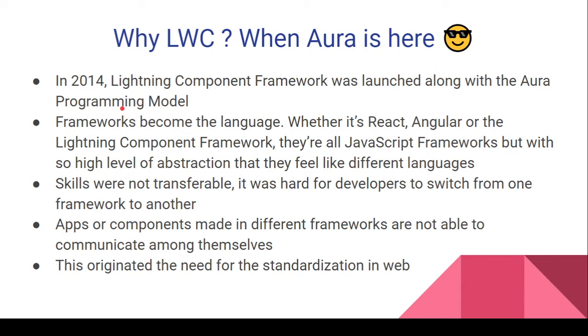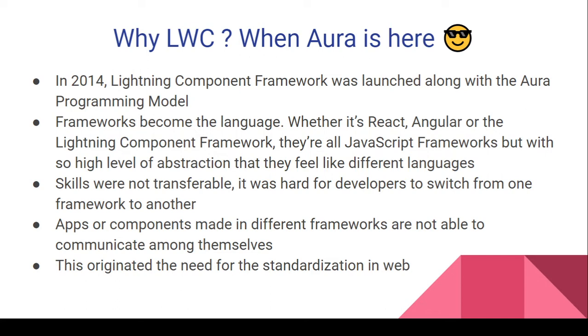So what happened when a number of frameworks were introduced? Frameworks became the language. Whether it is React, Angular or the Lightning Component Framework, they are all JavaScript frameworks, right? But with such a high level of abstraction that they feel like different languages. Let's say you are a React developer and you want to switch to Angular. You need to learn Angular first, then only can you switch. But both are JavaScript frameworks. It's very difficult to move from React to Angular, because they have their own syntax and a very high level of abstraction, so you have to learn that syntax first before moving to any other framework.